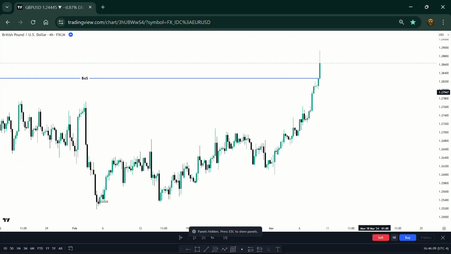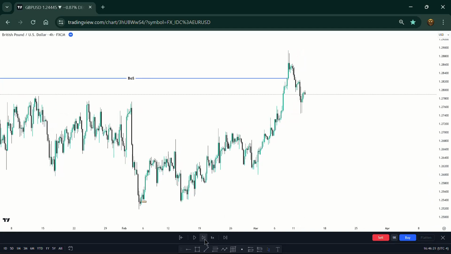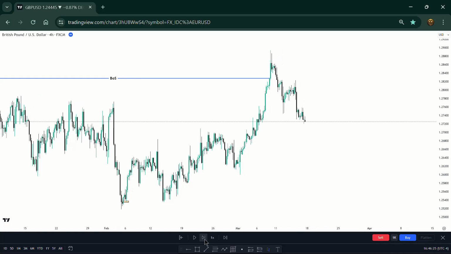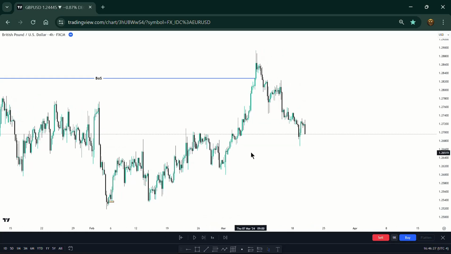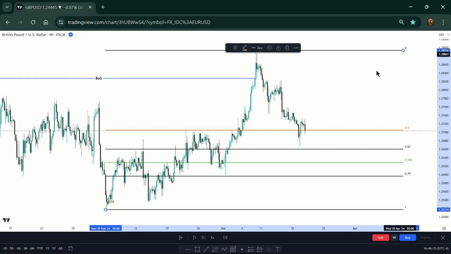Okay? So the market has already made a break of structure. What do we look for? We look for new inducement for us to enter. I mean, for us to look for a point of interest. Wait for the market to take out inducement. Inducement. Okay, this is your inducement. It has been taken out. So you draw your Fibonacci from this low to that high.